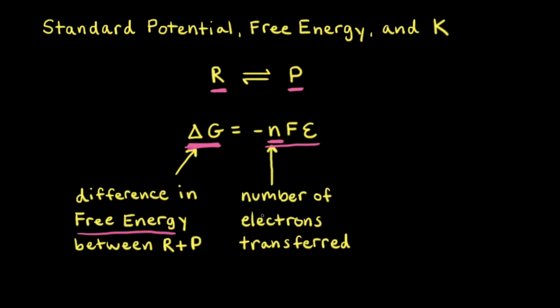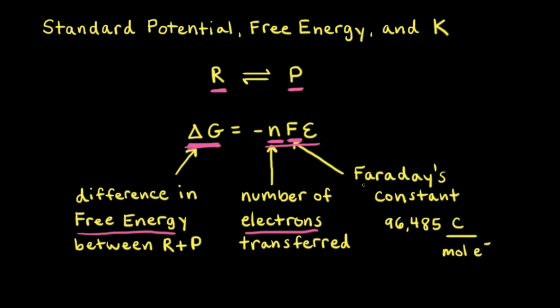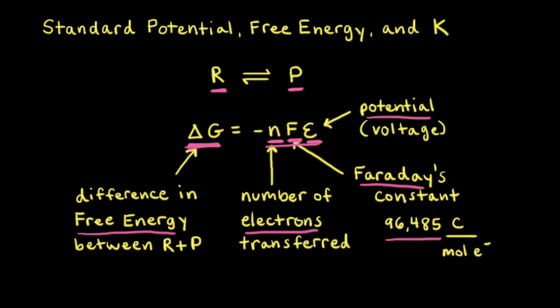n refers to the number of electrons that are transferred in the redox reaction. F is Faraday's constant, which tells us the charge carried by 1 mole of electrons. So 1 mole of electrons carries 96,485 coulombs. E refers to the potential of the redox reaction. You could also call this the voltage of the redox reaction.